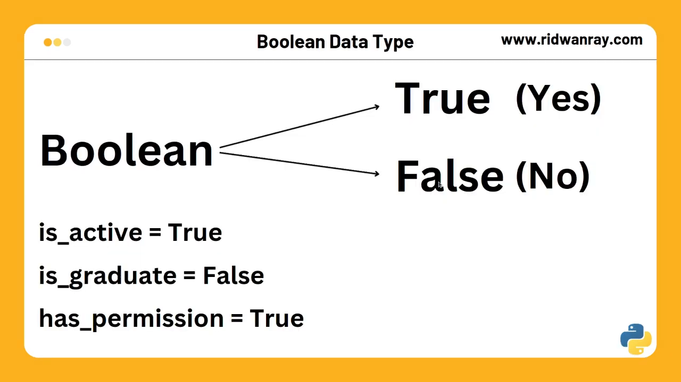When you need to declare a variable where its value can only be yes or no, the suitable data type to use is Boolean. For instance, if we need to know a user status, we can use isActive = True. Similarly, to determine if a student has graduated, we can use isGraduate = False.